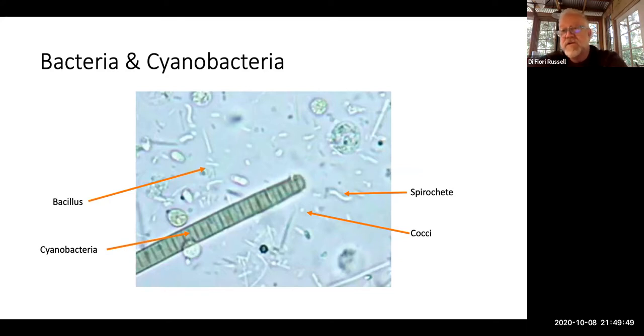In the evolutionary history of life on this planet, they were the first major primary producer, and there are fossil cyanobacteria that go back 2.8 billion years. And they're probably responsible for most of the oxygen in our systems today.